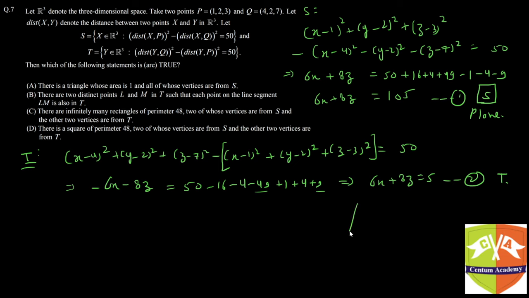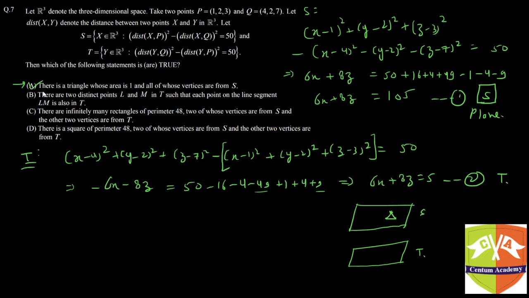If you draw the diagram, you can see that the coefficients of x, y and z are proportional or the same. So these are parallel planes. Only the constant term is different. Now, let us check the options. Option A: there is a triangle whose area is 1 and all of whose vertices are from the set S. So yes, you can easily find 3 points on this plane whose triangle area is 1. So statement A is very much true.